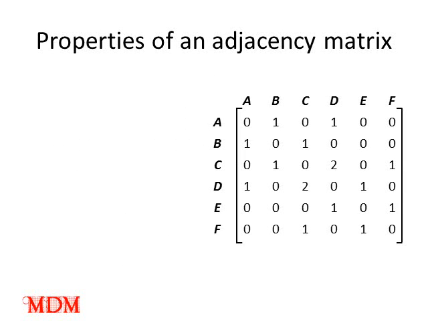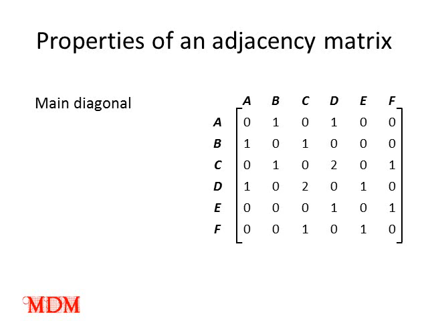Let's take a moment to look at the properties of an adjacency matrix. Look at the matrix shown here. What do you notice about it in terms of the main diagonal? And when I'm talking about the main diagonal, I'm referring to starting at the top left and going to the bottom right. Notice that as you move in that direction along that diagonal, all of the entries are 0. Why would that be?